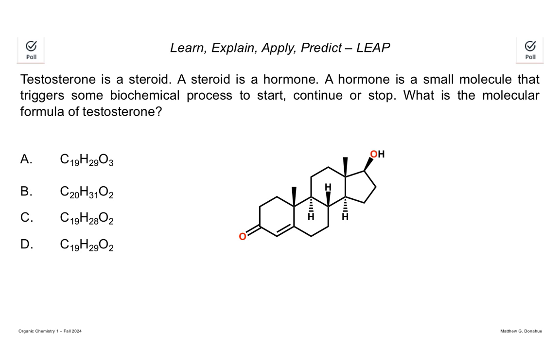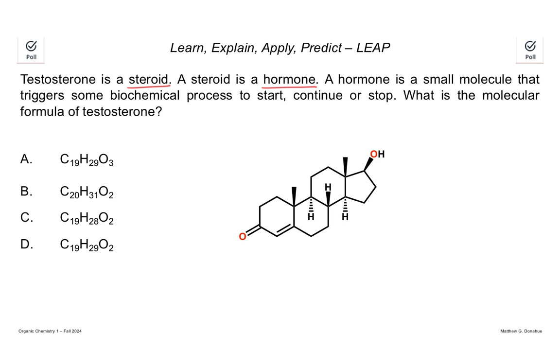So we're going to start off with an example called testosterone. Testosterone is a steroid, and a steroid is a hormone. That's a molecule that triggers a biochemical process to start, continue, or stop. So these are things that exist in our bodies naturally, and they're basically saying, okay, at this age, we're going to ramp up production of this hormone, and it's going to trigger this process to happen.